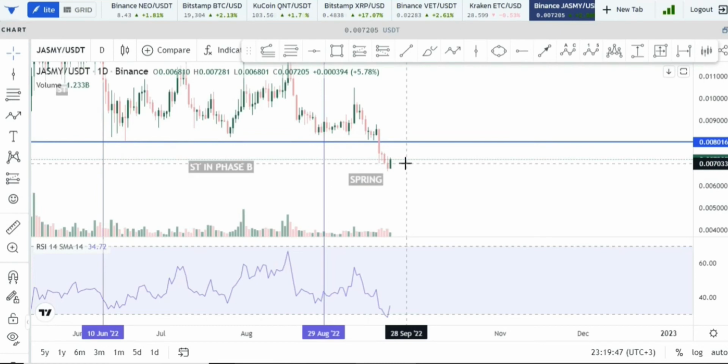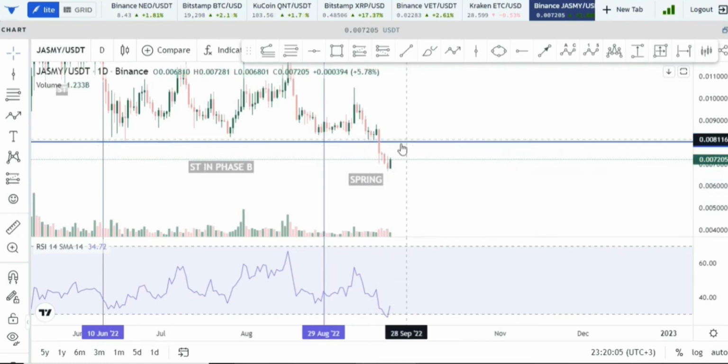Obviously it's not a guarantee. All the indicators in the world could line up to tell you that this is a buy, and the price does the exact opposite. But looking at the data, and if history is going to be anything like a guideline, we should be having a pump. And the good thing about this is it's happening on the spring right here.